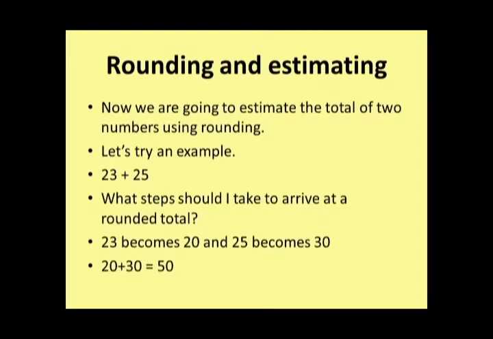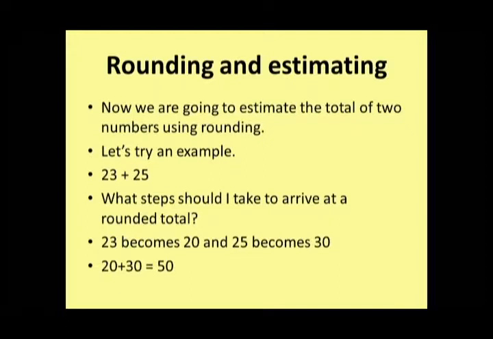Now we're going to be rounding and estimating the total of 2 numbers using rounding. Let's try an example. On screen we have 23 plus 25. What steps should I take to arrive at a rounded number? Let's look at 23. 23 ends with 3. 3 is less than 4. So we're going to go to the lower number, which is 20, because 23 falls between 20 and 30.